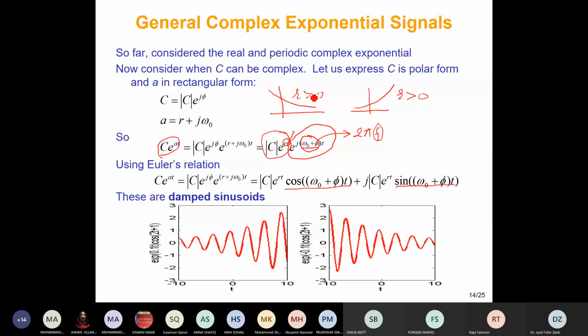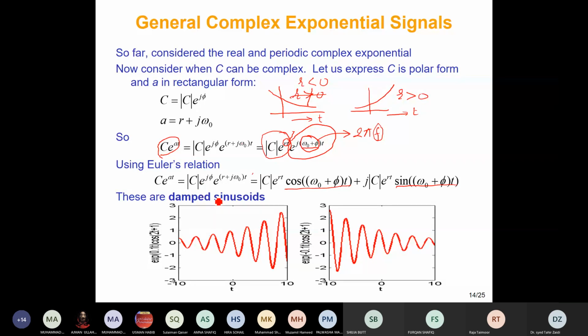Let me just correct this. This is not this, it is basically R less than zero. If R is negative, then it will be a decaying exponent, right? So if you see with time, the magnitude of your sinusoid is decreasing here and increasing here. If R is greater than zero, that means the magnitude is increasing with time, so the sinusoid that you have has an increasing magnitude, and this is what we get.